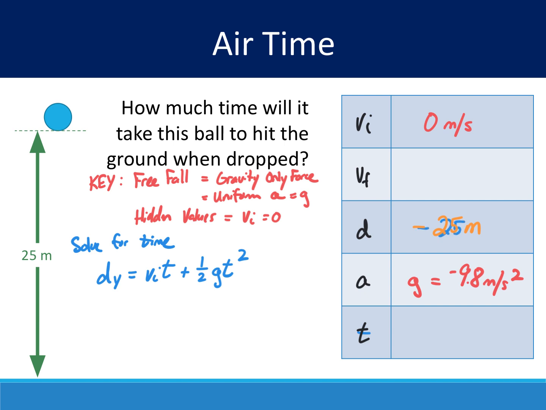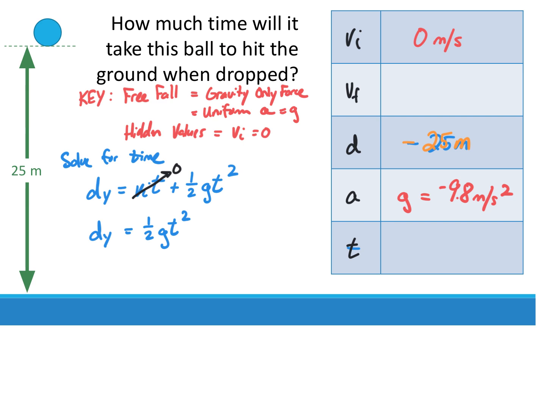I already know that the displacement is 25 meters, and it's going to be negative because it's going downwards from our start. And I also know that the hidden value of initial velocity is 0, so that term actually goes away. Rearranging and substituting in, I get 1 half g t squared equals the dy. Now I can solve for time. I'm going to multiply both sides by 2, so I have 2 times dy. Then I'm going to divide both sides by g because it's g times t squared. Finally, take the square root of both sides.